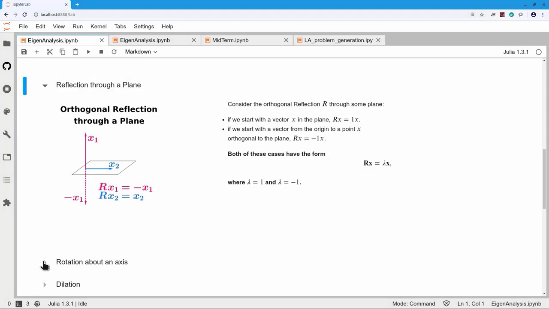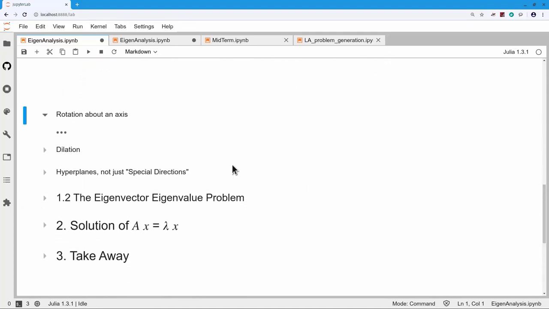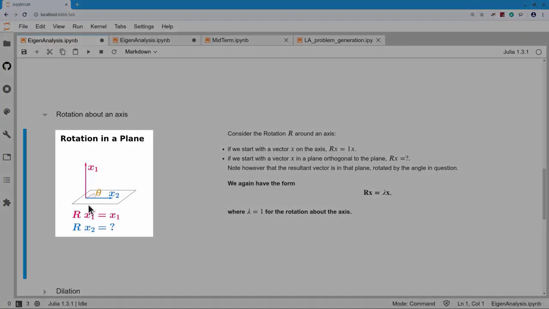For my next example, let's rotate about an axis. So let's apply a rotation to a vector. And the picture now looks like this. Again, I have an axis of rotation. And that axis of rotation is orthogonal to some plane. If I pick a vector along that axis of rotation and I look at what rotation around that axis does, it doesn't change that axis vector. So R applied to x1 doesn't change x1, it's simply x1.